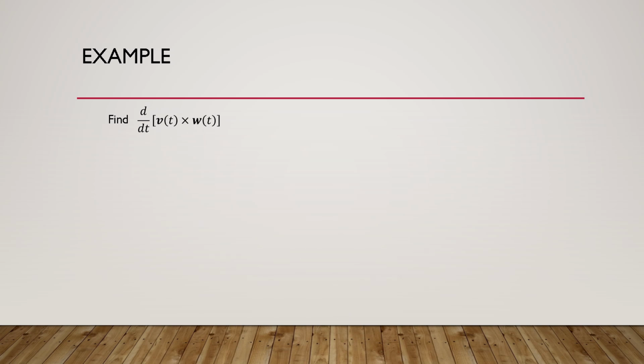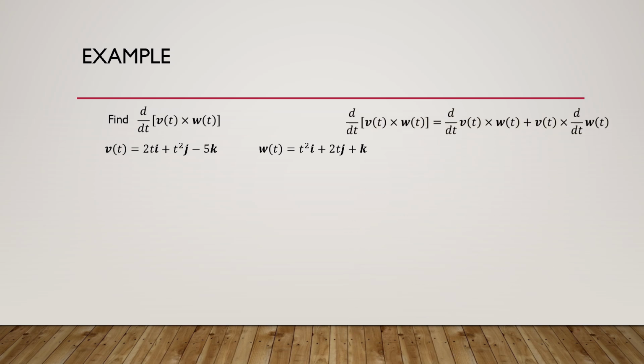As another example, find the derivative of the cross product of the vector functions v(t) and w(t), where v(t) equals 2ti plus t squared j minus 5k, and w(t) equals t squared i plus 2tj plus k. We start with the definition of the derivative of a cross product. d/dt of v(t) equals 2i plus 2tj, and d/dt of w(t) equals 2ti plus 2j. Next, we take the cross product of d/dt of v(t) and w(t).